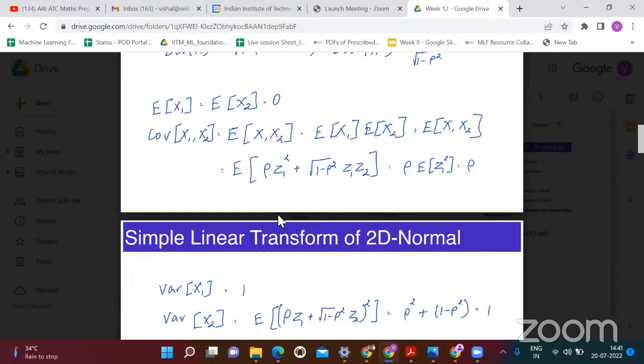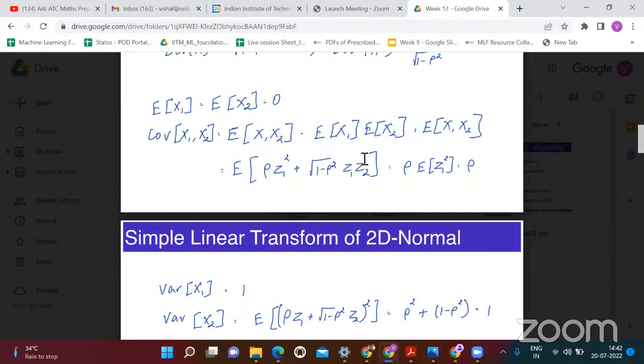We have calculated the covariance of x1 and y1. So covariance of x1, y1 is what? Expectation of x1, y1 minus expectation of x1 into expectation of x2, right? So this can be written in this form, expectation. Okay, so x1 we already have. So x1 is what? z1, and x2 is what? Rho into z1 plus under root 1 minus rho square into z2.